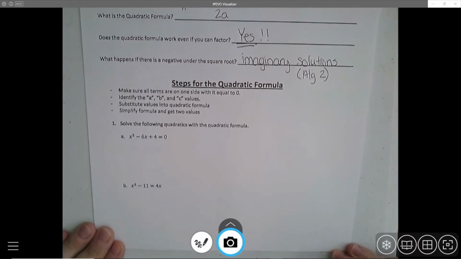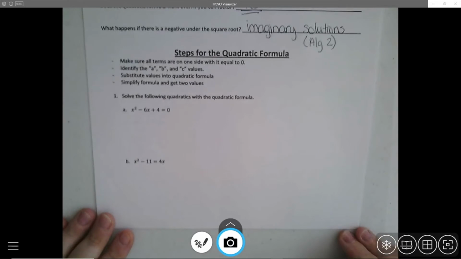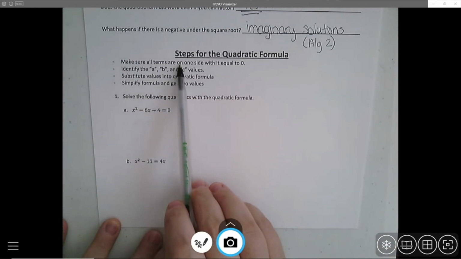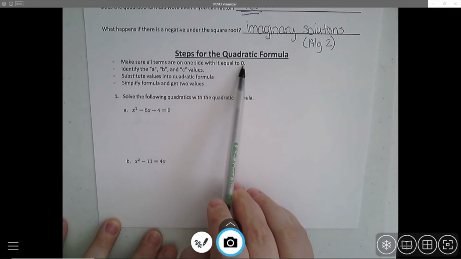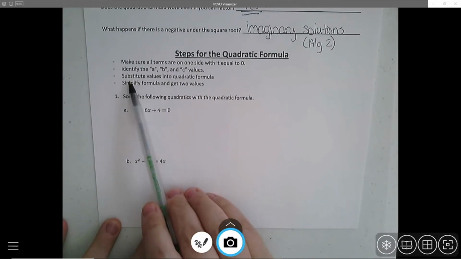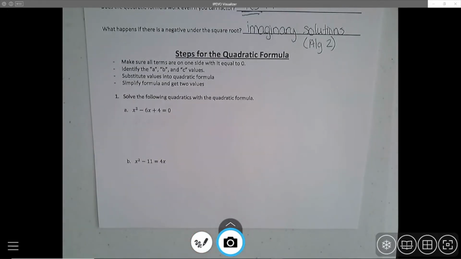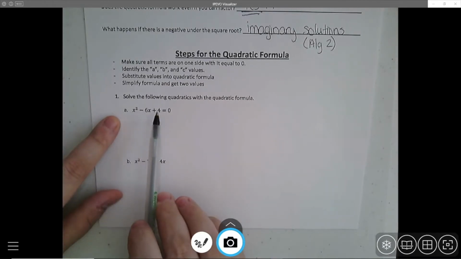So looking at the steps for the quadratic formula. Make sure all terms are on one side and set equal to 0. Identify A, B, and C. Substitute in. Simplify. Really, it's: set equal to 0, can you identify A, B, and C, can you substitute, can we go through and then break down that substitution? Not that hard. So let's get into this first one.